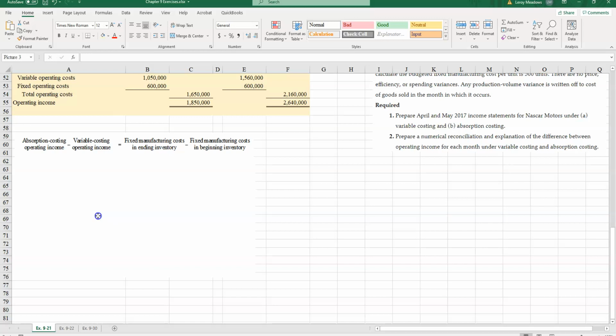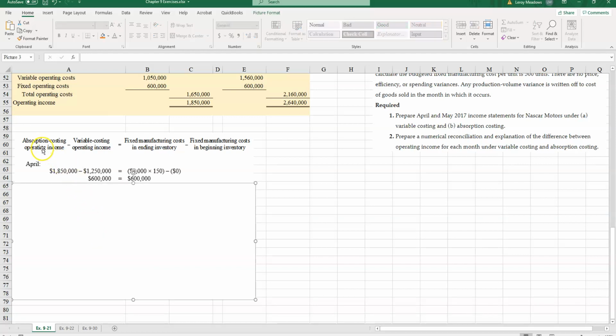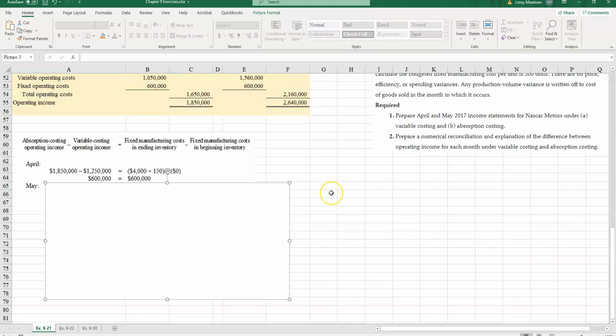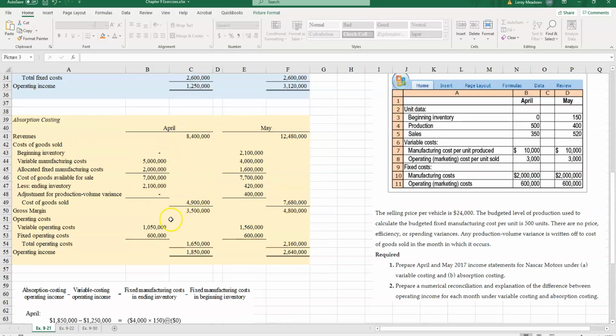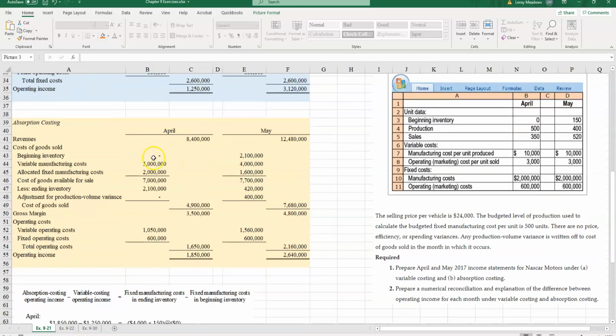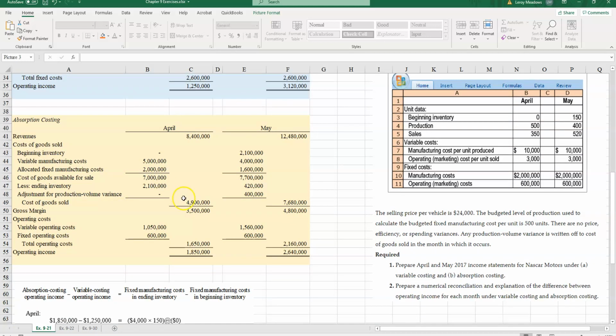Absorption costing operating income. Let's go to April of 2017. Absorption costing operating income minus variable costing operating income, and we see that we had a difference of $600,000. And again, why is that? That was because the way we treated fixed manufacturing costs. In variable costing, we expensed off the full $2 million. Under absorption costing, we only expensed off the fixed manufacturing cost per unit times the number of units sold.